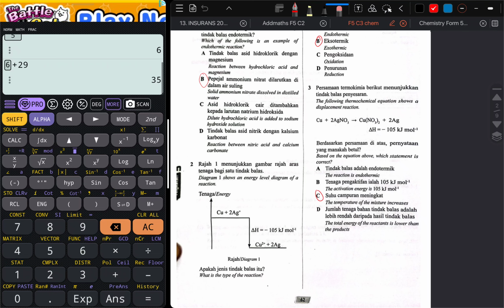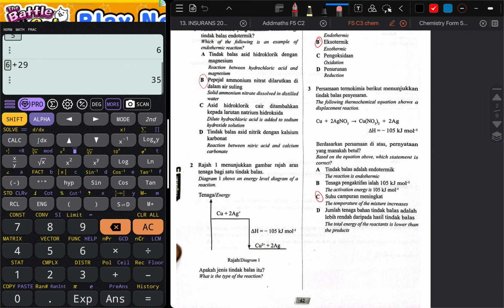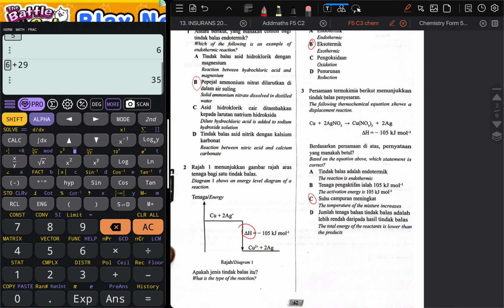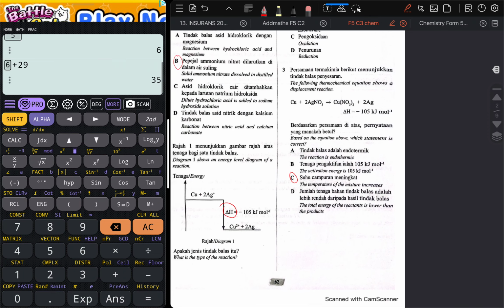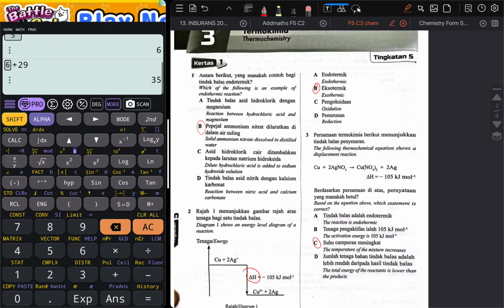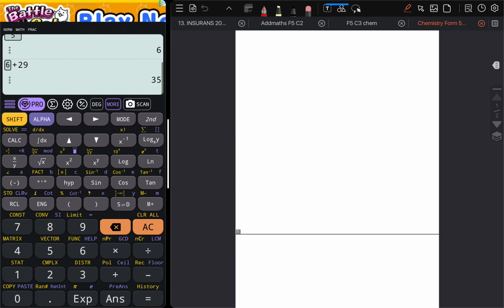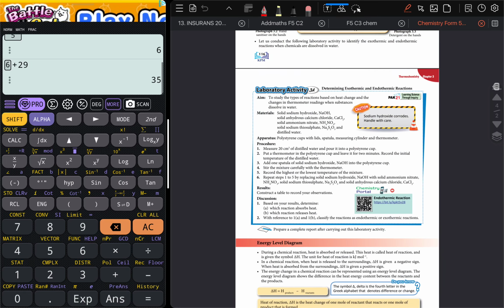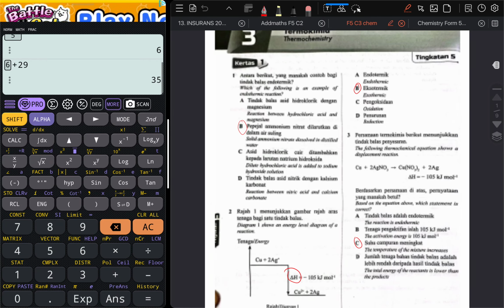You just need to understand if it is exothermic, what is the value of your delta H, and what should you expect when the value of delta H is negative, which is the temperature of the mixture increases, and what are the types of endothermic and exothermic reactions. So you can look at your textbook, at the examples and so on.